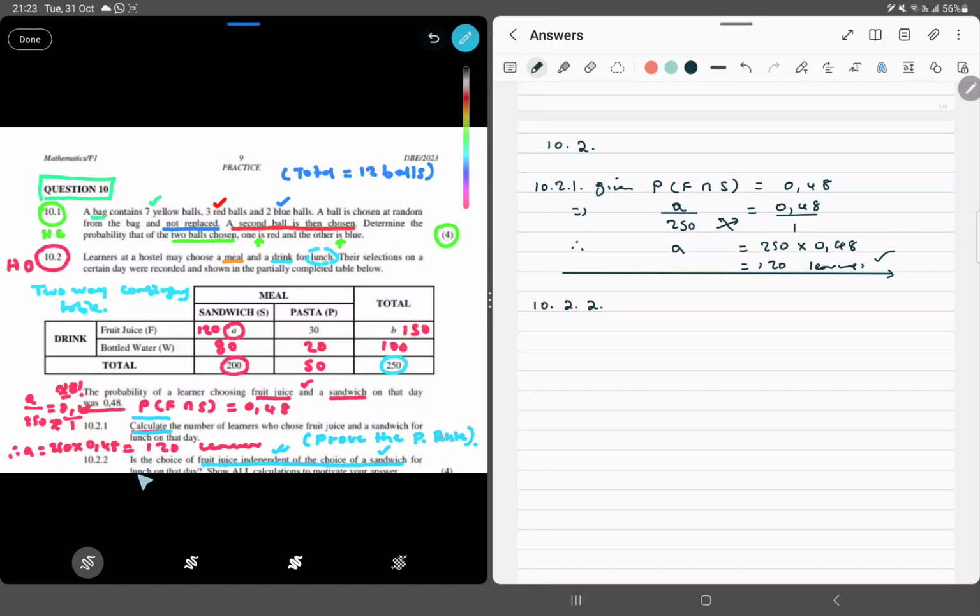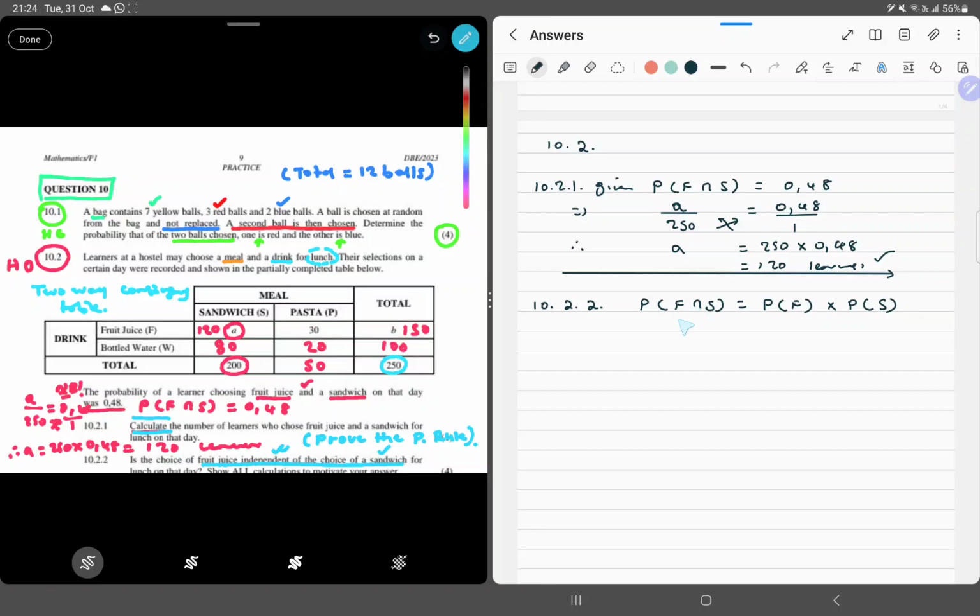It says now, is the choice of fruit juice, which is this guy here, independent of the choice of a sandwich for lunch? So this means we need to prove whether P of F and S is going to be equal to the probability of just fruit juice chosen multiplied by the probability of the sandwich. So we've got to prove this, because if we can prove this, then we are sorted.